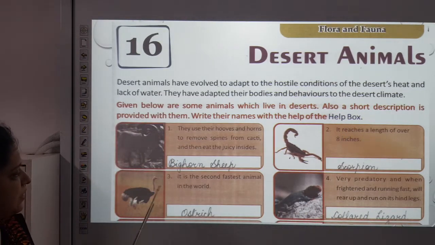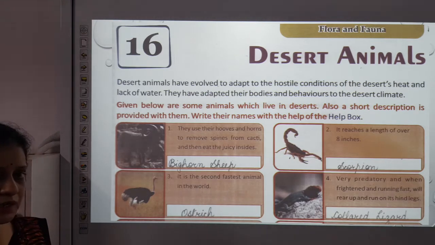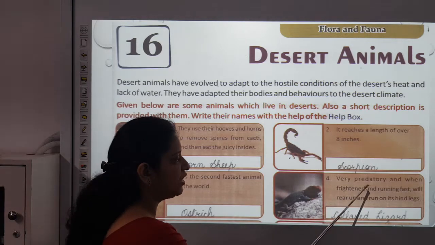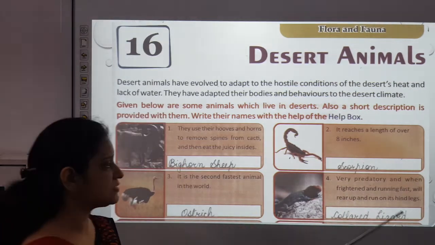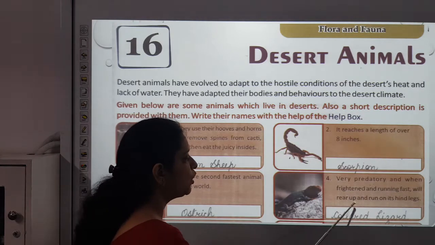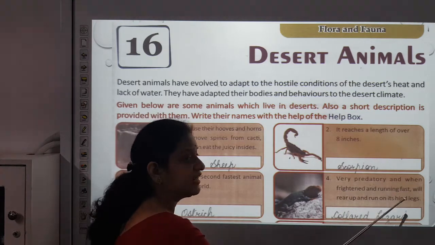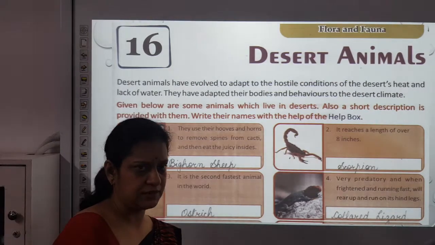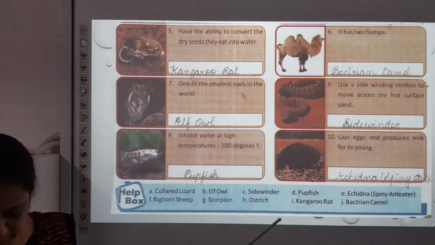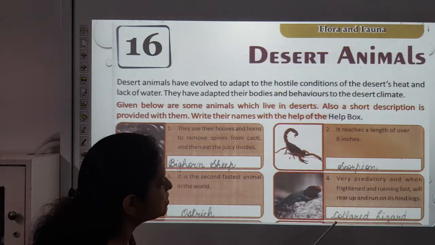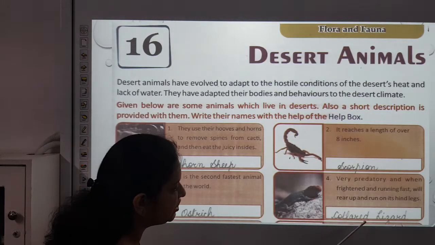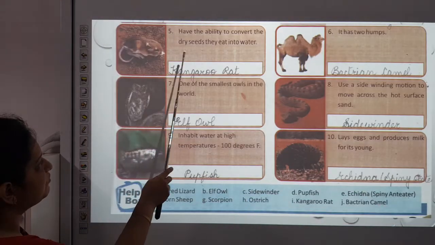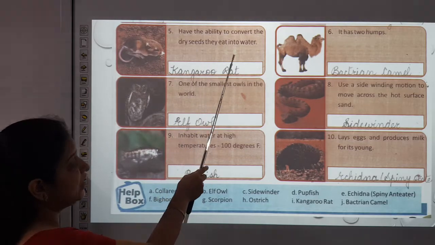And the third one is, it is the second fastest animal in the world, ostrich, and the first is cheetah. Number 4, very predatory, means naturally preying on other animals, and when frightened and running fast will rear up and run on its hind legs. And the answer is C-O-L-L-A-R-E-D, collared lizard, L-I-Z-A-R-D.